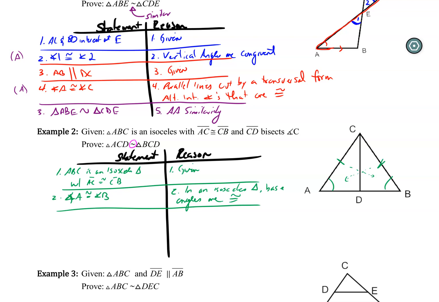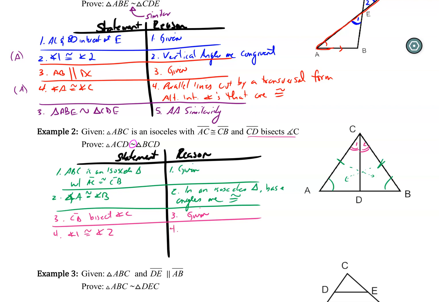Next, I'm looking at this, and I'm also told that CD bisects angle C. That was given information. So a bisector, right? It's an angle bisector. It's dividing an angle into two equal pieces. So that's stating that this angle here and this angle here are equal. I can name them ACD and BCD, or for speed and convenience here, I'm just going to label those angle 1 and angle 2. So we've got angle 1 is congruent to angle 2.